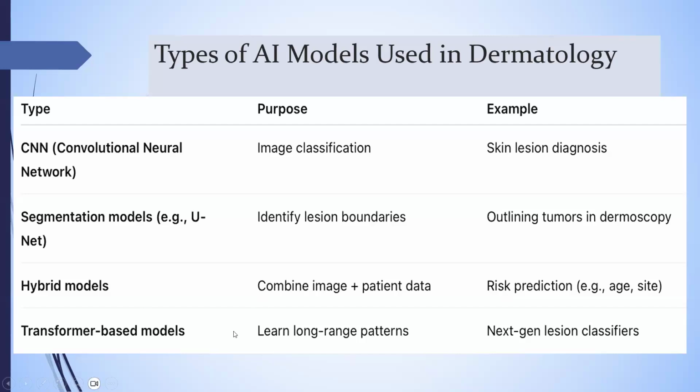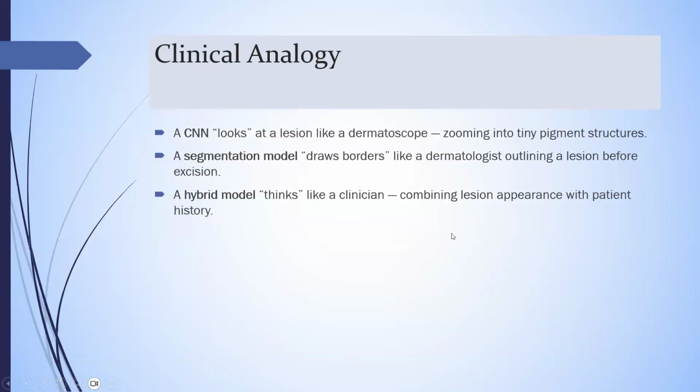And then a transformer based model, it's the next generation level, and learns long range patterns. Clinical analogy: a CNN looks at a lesion like a dermoscope, zooming into tiny pigments. As I told you, there are so many pigment or vascular spots or markers that are identified. So this CNN looks at these lesions in an elaborate manner. And then the segmentation, as I told you, draws the borders to decide on the clearance given by the surgeon. And a hybrid model thinks like a clinician.